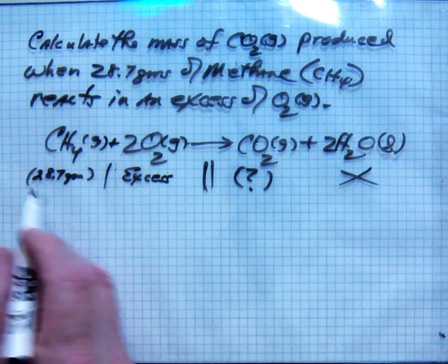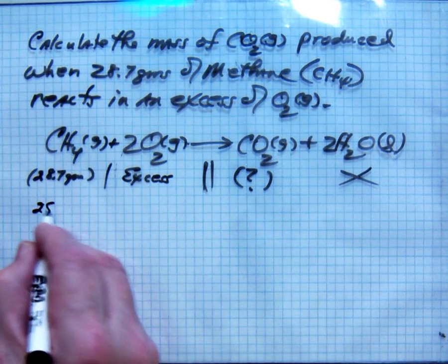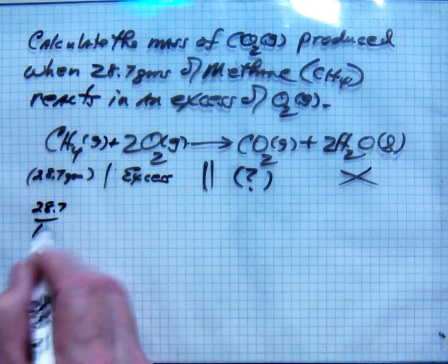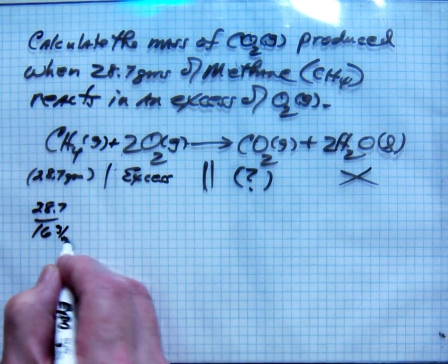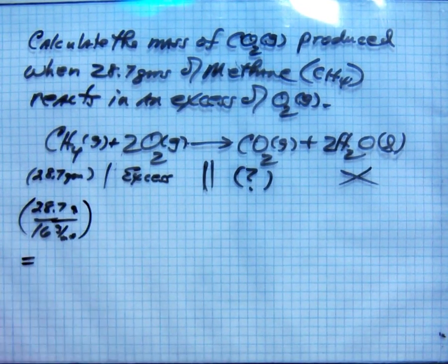Okay, first thing I got to do is take this 28.7 grams and convert it to moles. So 28.7 over 16 grams per mole is equal to 1.79 moles. How do you calculate moles from weight? Divide by the formula weight. So that's what I did.